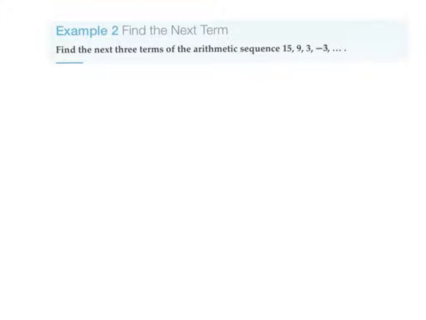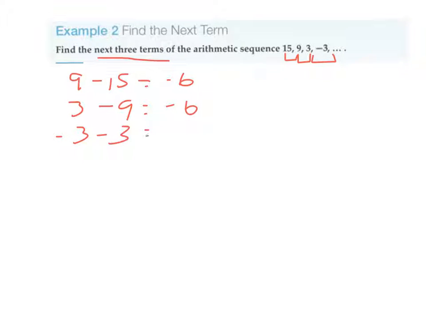So if we're trying to find the next 3 terms of a sequence, we need to know if we have a sequence. So if I subtract my 9 from my 15, I get -6. And if I take my 3 and subtract it from 9, I get -6. And if I go from the next one, -3 minus 3, I get -6. So I have a sequence, and I'm going down by 6 each time.